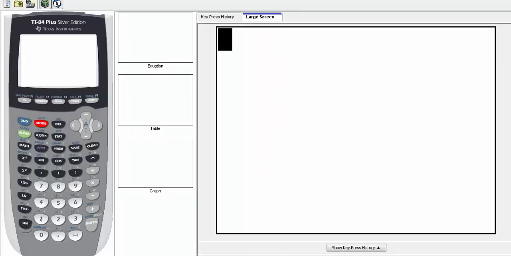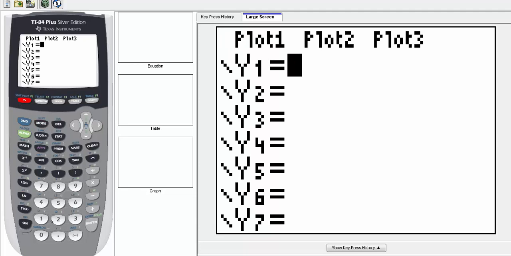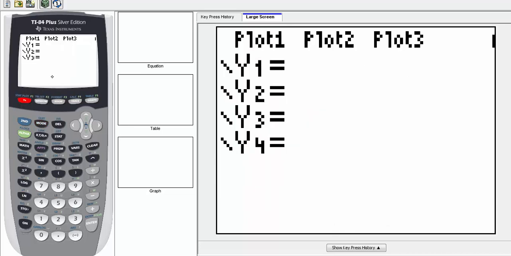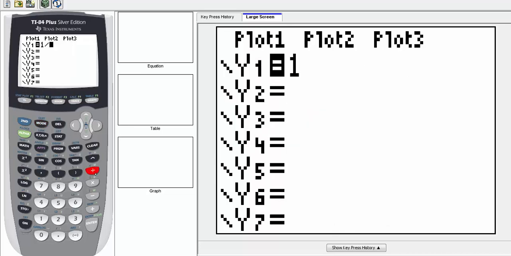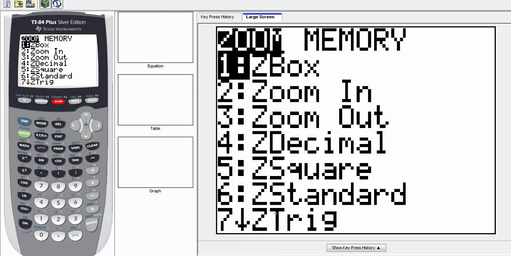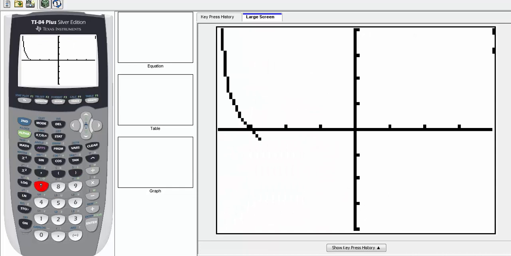So we would go to y equals, and once again make sure your calculator is in radian mode. We would type in 1 divided by the tangent of x, and again I always like to go to zoom 7, which is zoom trig.